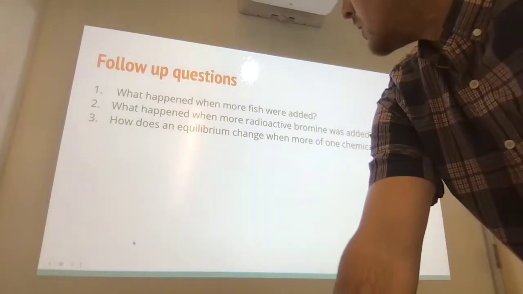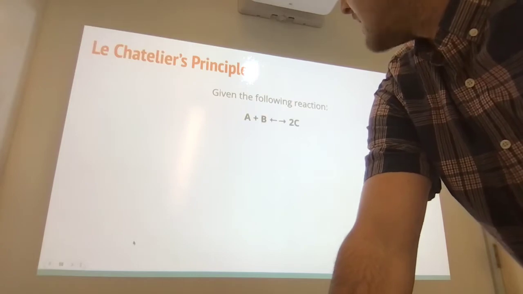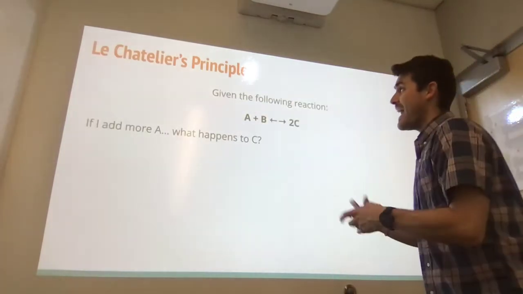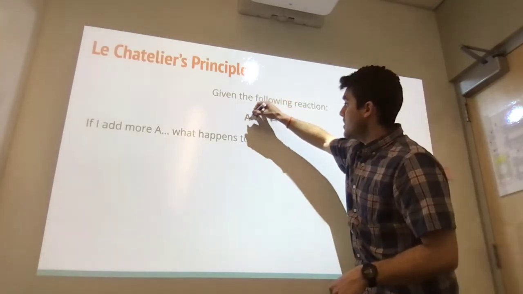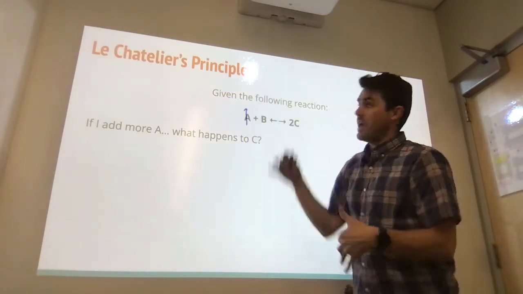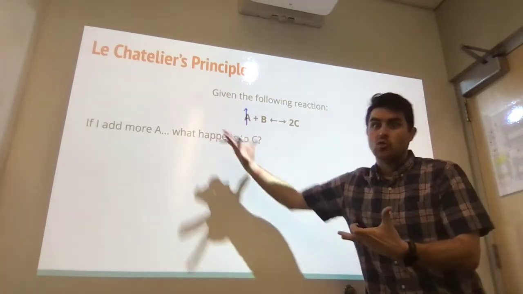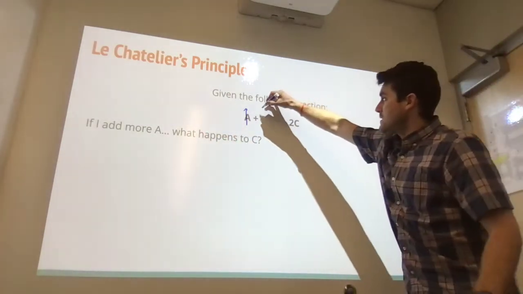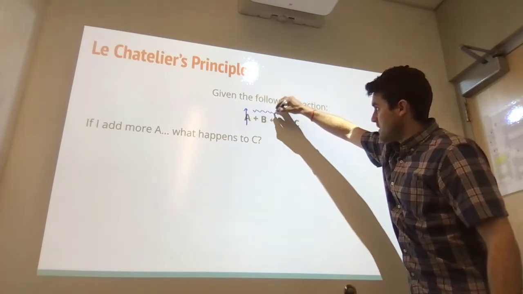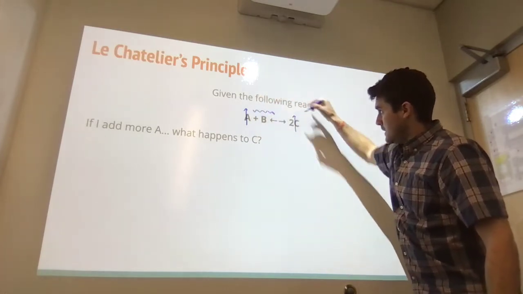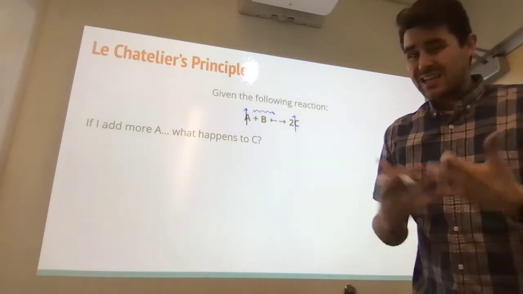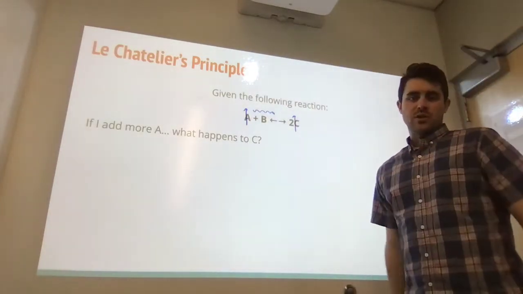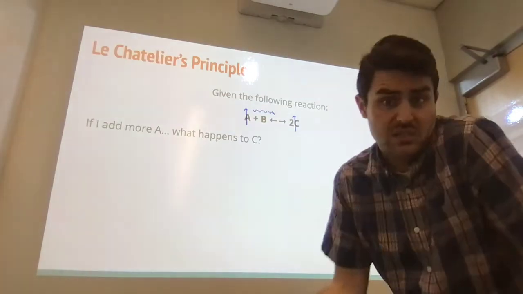Let's look at Le Chatelier's principle. Given the following reaction, A plus B gives me 2C. If I add more A, if I go ahead and say, you know what, I'm going to increase the amount of A here, I'm going to increase the goldfish on this side of the reaction. What's going to happen to C? Well, these little goldfish, these A's, will move this way and cause an increase in the amount of C. This will return it to equilibrium, and eventually we'll be back to where we started at this equilibrium phase. This is what the goldfish say.